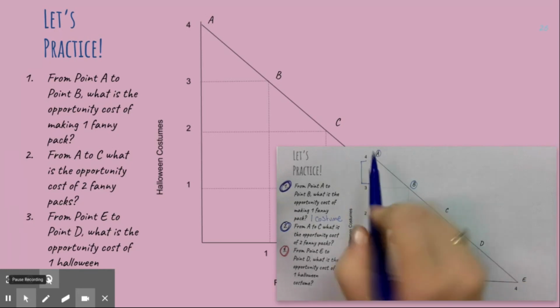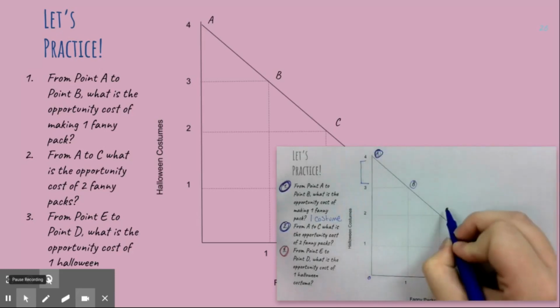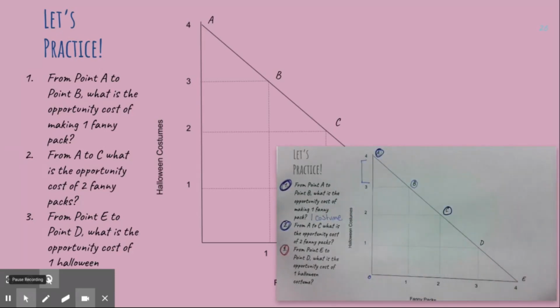So point A is my starting point. Point C is my ending point. What is the opportunity cost? What am I giving up to make 2 fanny packs? If I start at point A, I am making 4 Halloween costumes and 0 fanny packs.